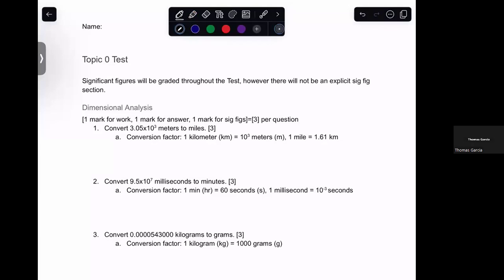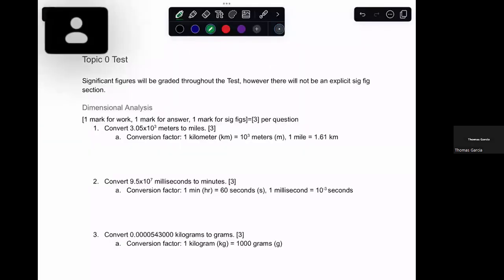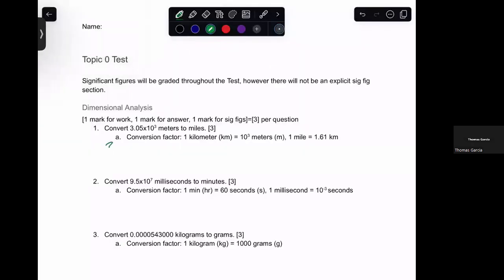So convert 3.05 times 10 to the third meters to miles. We're going to use a couple different conversion factors shown above. Oh, and we've already ruined everything. Let me just go back up. Here we go. So with this, we're going to start with our given 3.05 times 10 to the third meters, lowercase m.